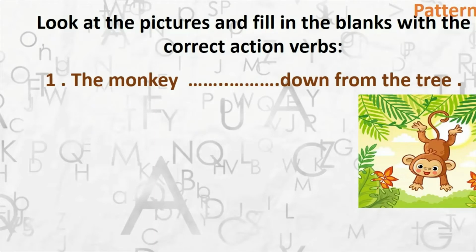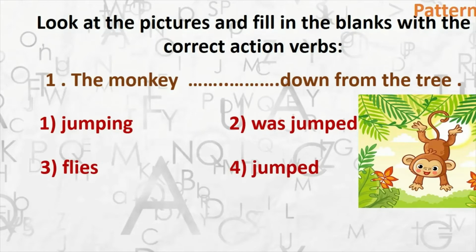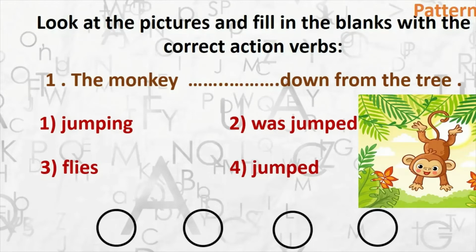But now you have to think about what tense you will use. How will you change the verb jump? Will you write the monkey jumping down from the tree? The monkey was jumped down from the tree? The monkey flies down from the tree? Or the monkey jumped down from the tree? So which one will be the correct one? First, second, third or fourth? Yes, it will be the fourth one. The monkey jumped down from the tree. So isn't it simple, children? I told you, it's a very simple exercise, and you will find it very interesting also.